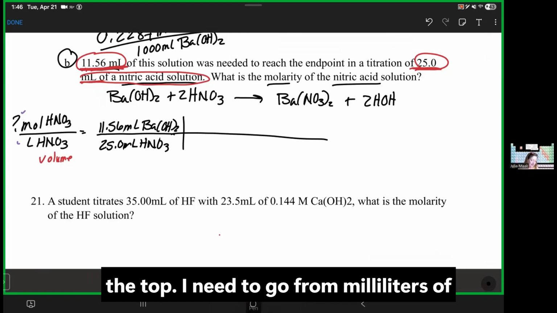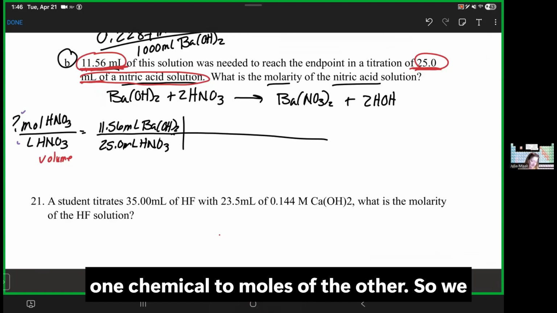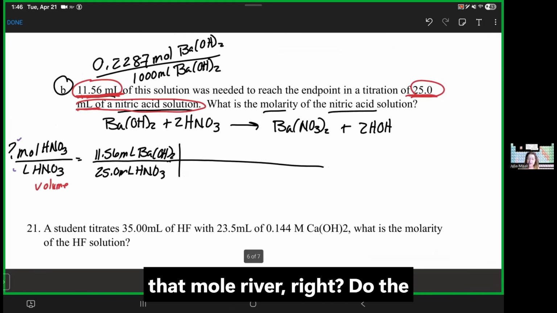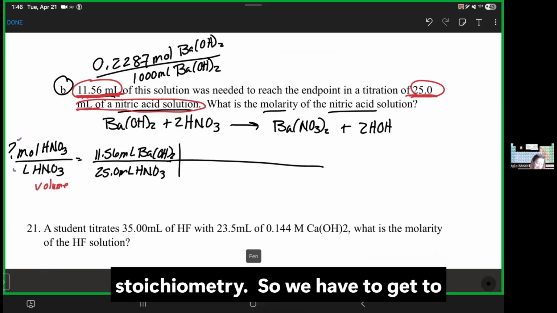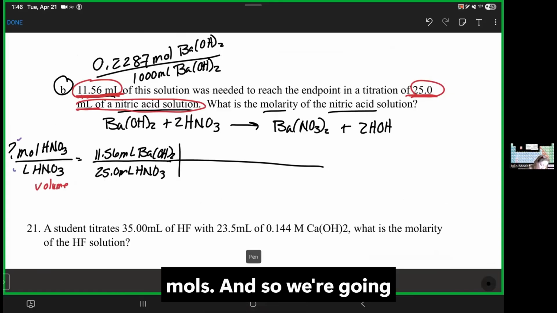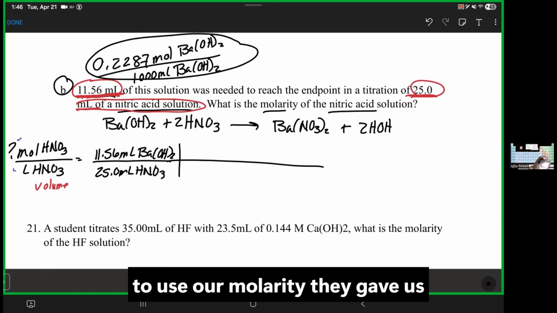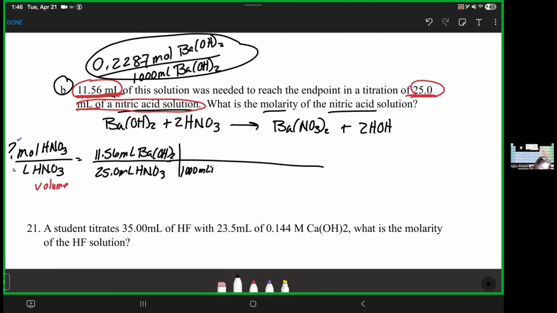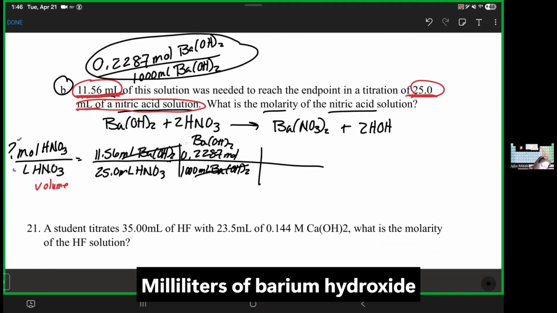Okay, so ignore the bottom. We're going to convert the top. I need to go from milliliters of one chemical to moles of the other. So we know we're going to have to cross that mole river, right? Do the stoichiometry. So we have to get to moles. And so we're going to use our molarity they gave us to cancel those milliliters of barium hydroxide.